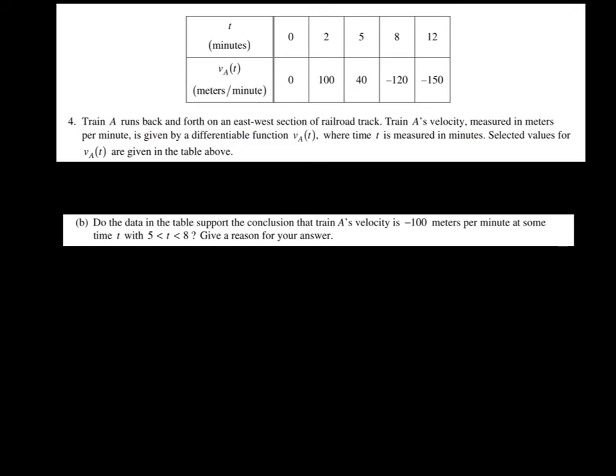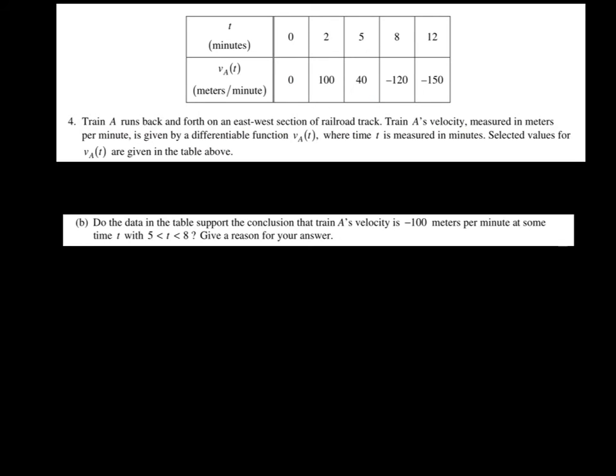Selected values for velocity are given in the table above. So at t equals 0, the velocity of the train was 0. In other words, it wasn't moving yet. 2 minutes later, it was traveling at 100 meters per minute, etc., etc. Now the negative velocity just means it's heading left, or probably in this case west. Remember, velocity is directional, so we can think of positive velocities as moving forward, negative velocities as moving backwards, basically.